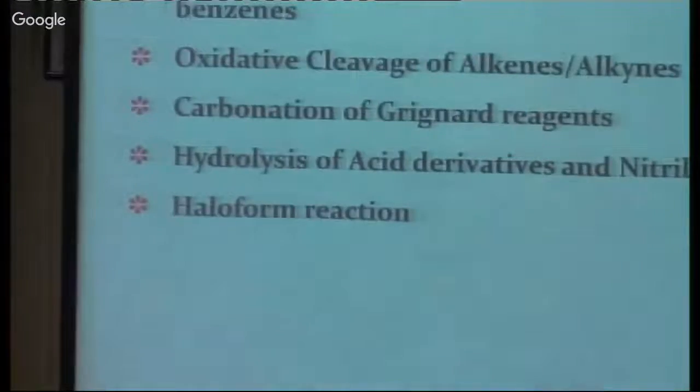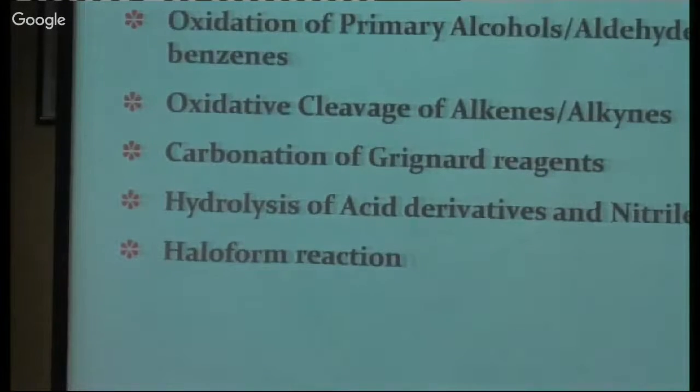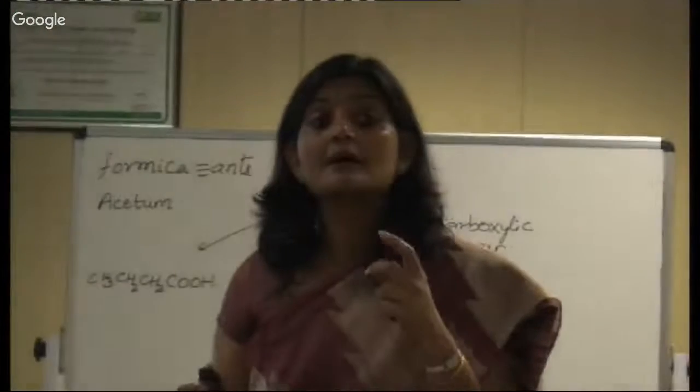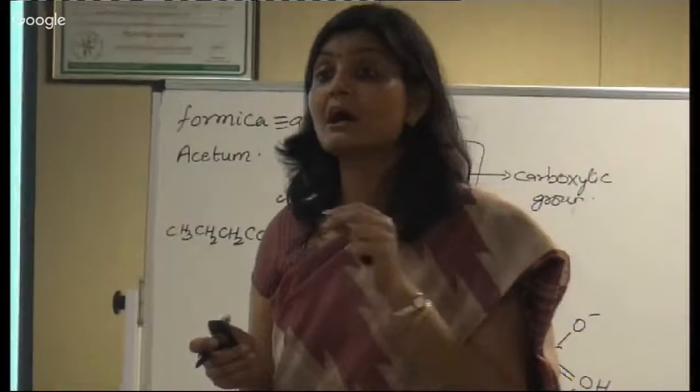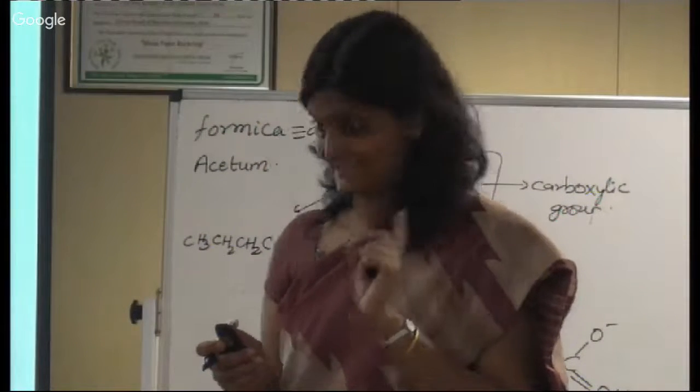Next is the haloform reaction. Haloform reaction we have done in the last class during the chemistry of aldehydes and ketones. We learned that the haloform reaction can convert a methyl ketone to a carboxylic acid having one carbon less, right?